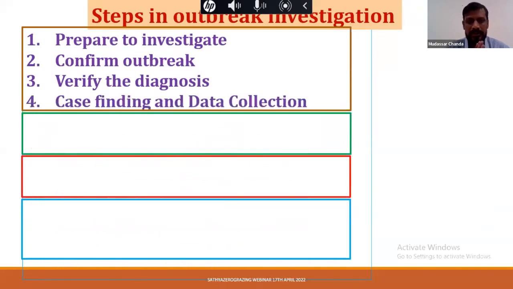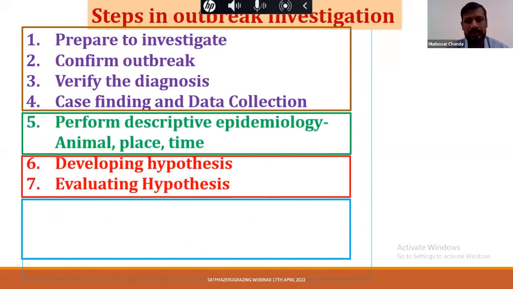Put into different blocks, the first 4 steps are: prepare to investigate, confirm whether there is an outbreak or whether it's just a hoax call or something people have said, verify the diagnosis, find the cases, and perform simple descriptive epidemiology. Descriptive epidemiology is a simple thing, like which animal got infected, where it happened, when it happened. This we can do with simple data collection. The 6th and 7th steps are developing hypotheses and evaluating hypotheses. Maybe that sounds too technical, but that can also be done. But up to the 5th step, it gives a lot of information.